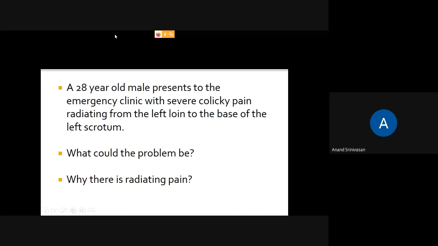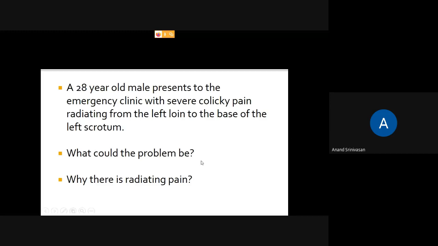This pain will be present from the loin to the base. The pain radiates from one part to the other part, along the entire region. This is called radiating pain, from the loin to the scrotum. In females it is from loin to the labia majora. So in case a person presents with this type of pain, think of ureteric stone.